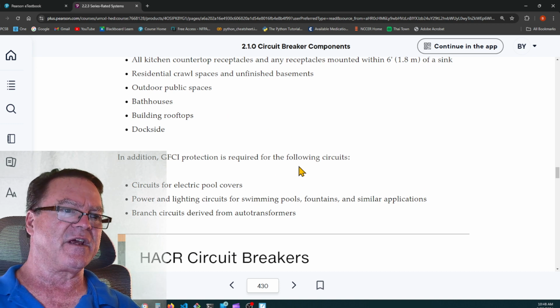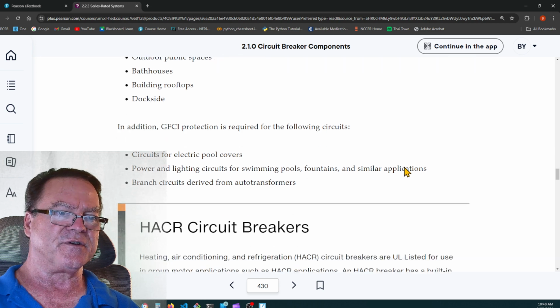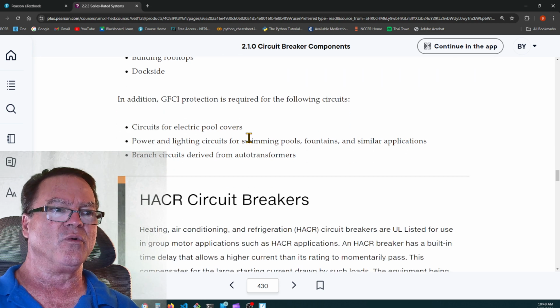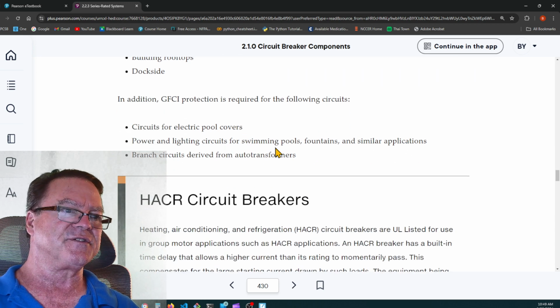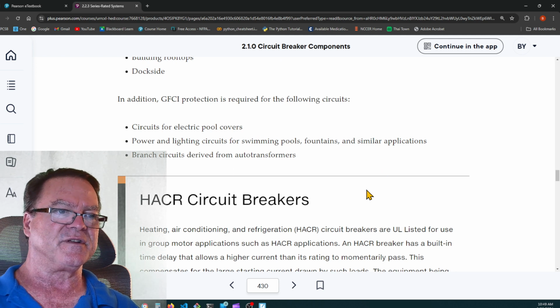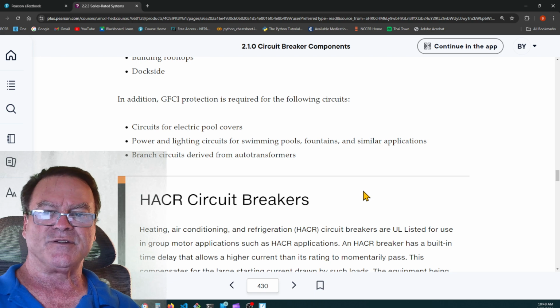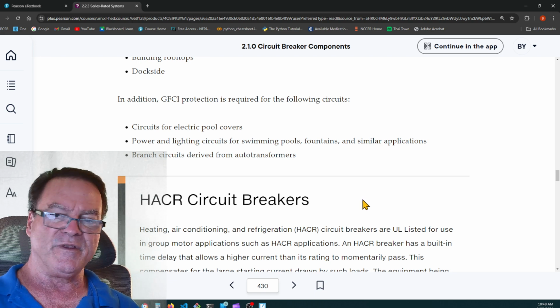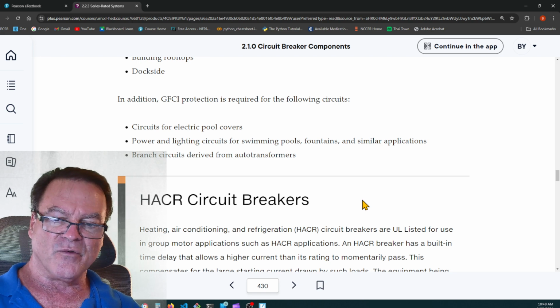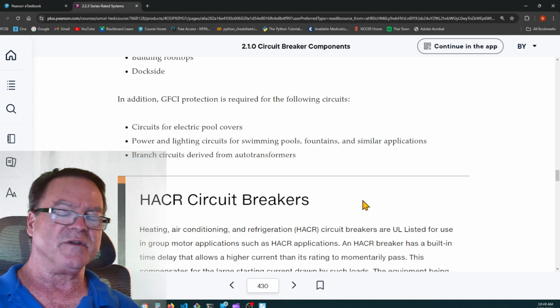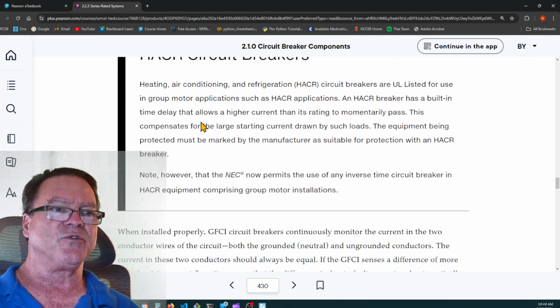In addition, GFCI protection is required for the following circuits. Circuits for electric pool covers, power and lighting circuits for swimming pools, fountains, and similar applications, and branch circuits derived from auto transformers. So you're getting the idea. It's anywhere where you have moisture, anything wet. So in the kitchen, in the garage, in basements, in crawl spaces, anywhere wet, outdoors.